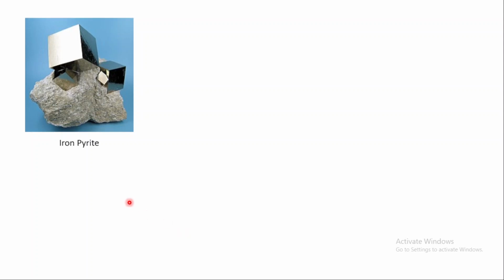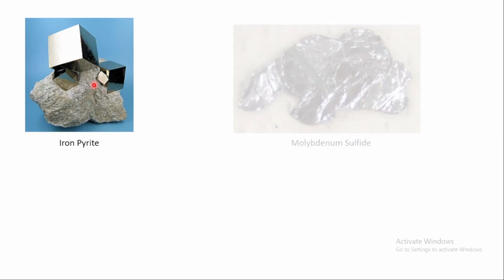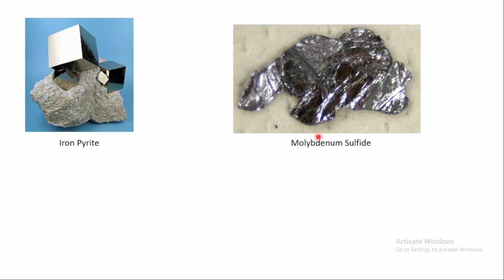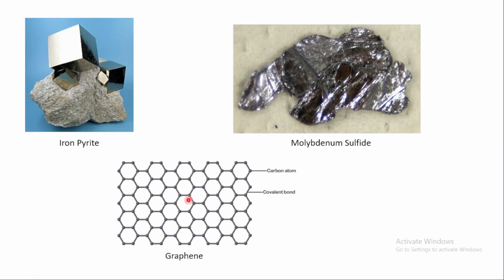So this is how iron pyrite looks. Iron pyrite is mined in the ores as this rock, a cubic formation of crystals, and this is how molybdenum sulfide looks, with a mica-like silvery appearance. And the correct answer, which is graphene, is carbon based.